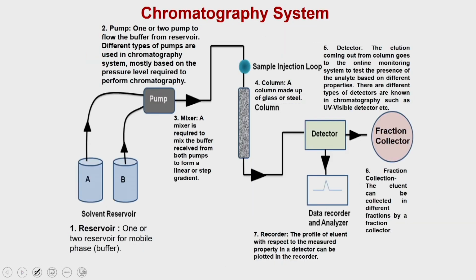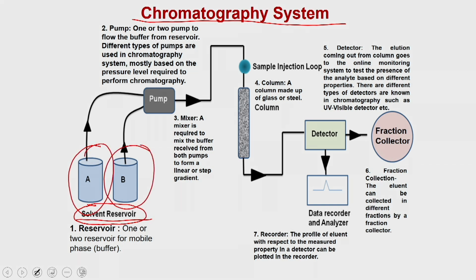Following this, we have also discussed the different types of chromatography systems. So, we started very simple with the solvent reservoirs. For a typical chromatography system, these are the components you need. You need the solvent reservoirs, which means a reservoir for the A pump and a reservoir for the B pump.